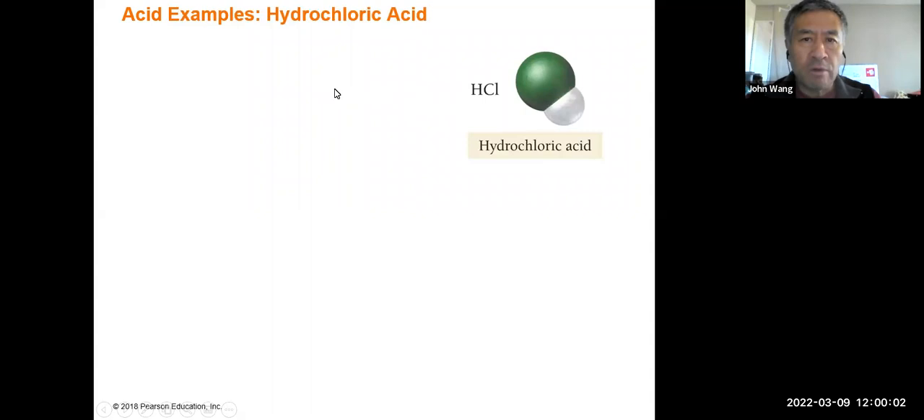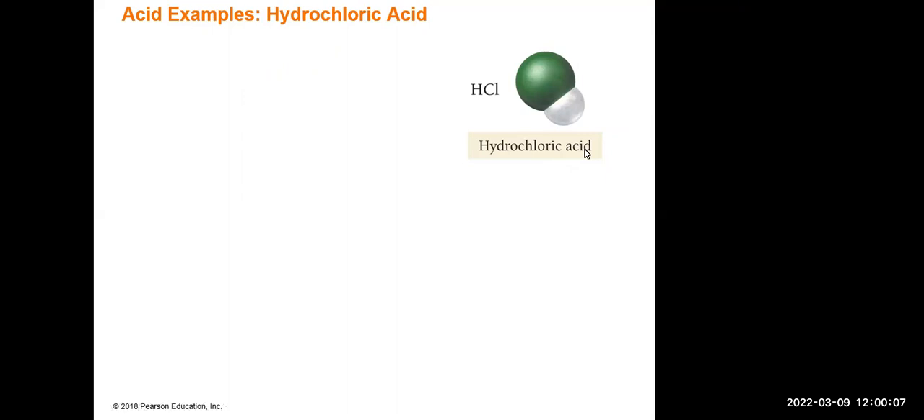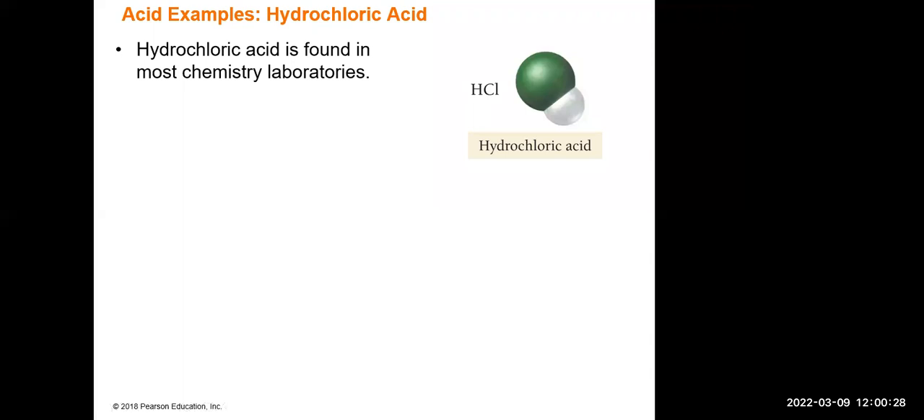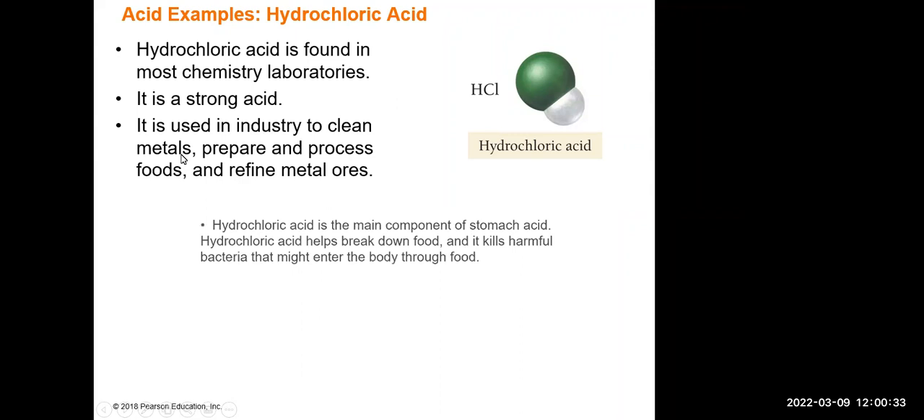An example of acid is hydrochloric acid. So this is the molecule of hydrochloric acid, HCl, and this is the model for the HCl. So this green is the Cl atom, the white is the hydrogen atom. Hydrochloric acid is found in most chemistry laboratories. It is a strong acid.